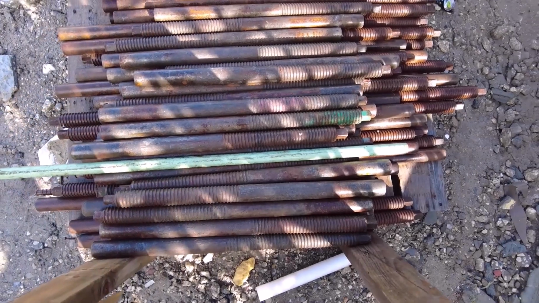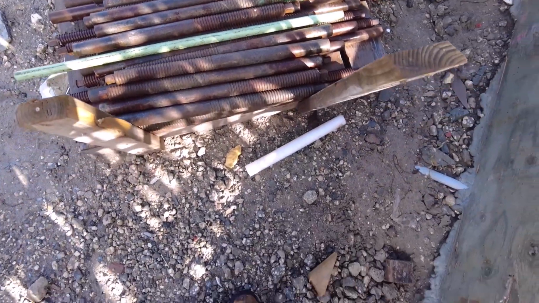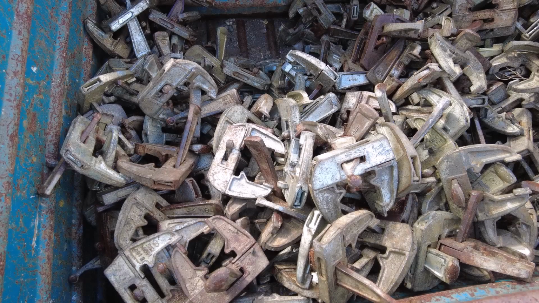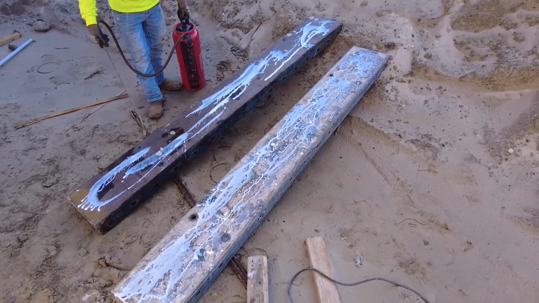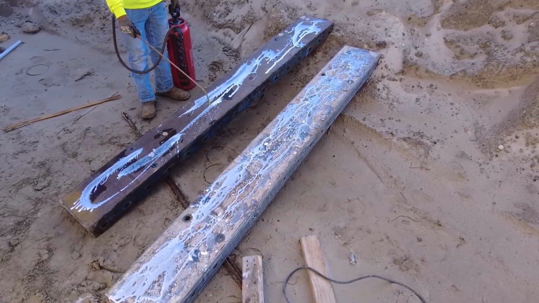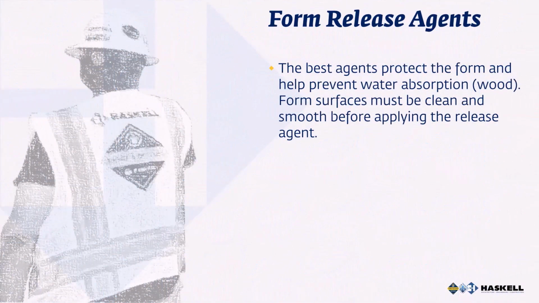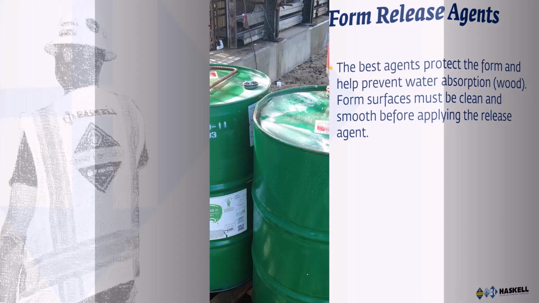The type and number of accessories and embedments required may influence the type of form and the hardware used for a specific job. It is important to make sure that any hardware does not interfere with the placement, consolidation, and finishing of the pour. Most forms must be treated with a form oil to prevent the concrete from sticking to the form. The best agents protect the form and help prevent it from absorbing water from the concrete.